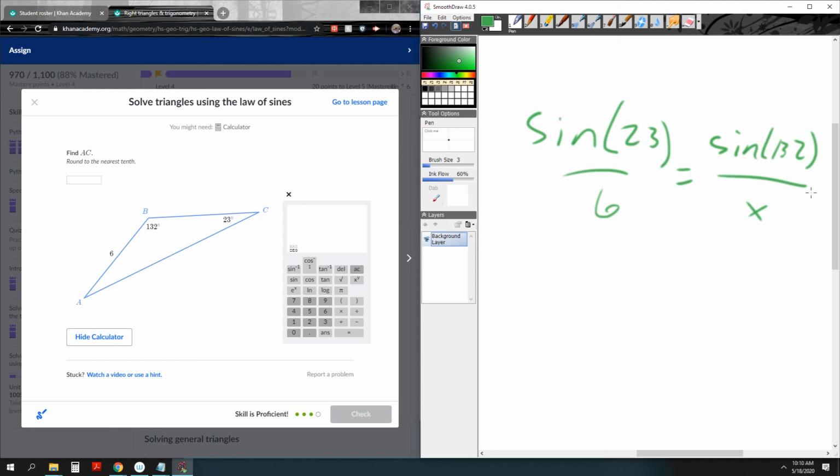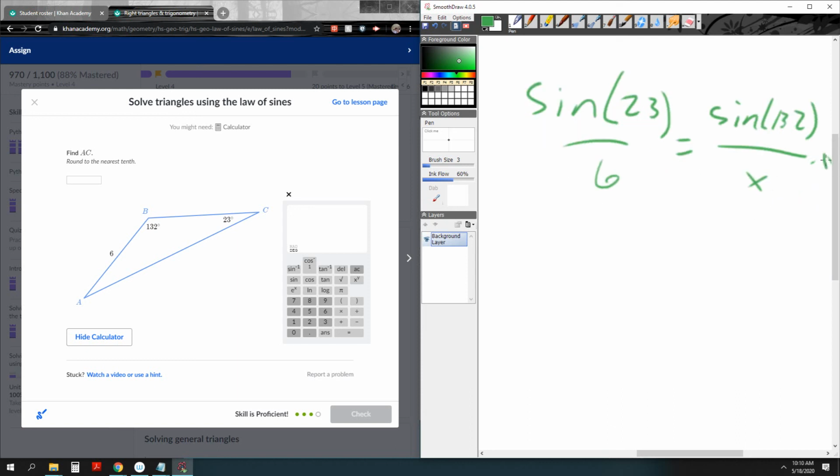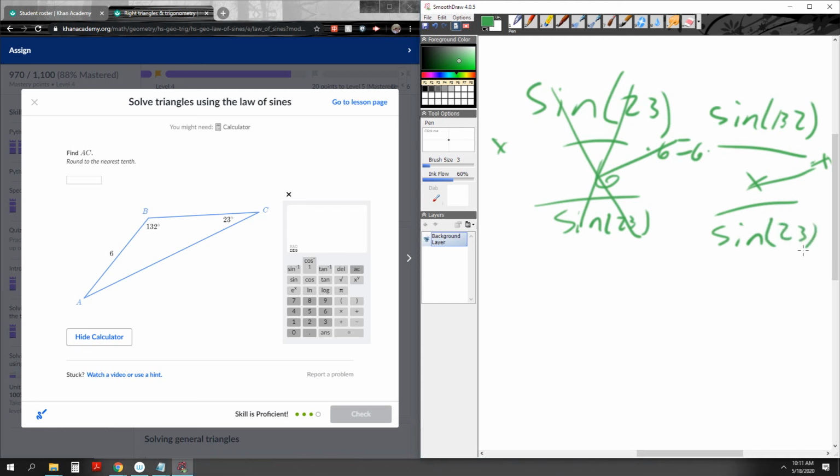We're going to do what we did the other time we had a problem like this. Multiply both sides by x, so x cancels. Multiply both sides by 6. The 6's cancel on that side. Divide both sides by sine of 23, so that cancels. So we're left with x equals 6 times the sine of 132 over the sine of 23.